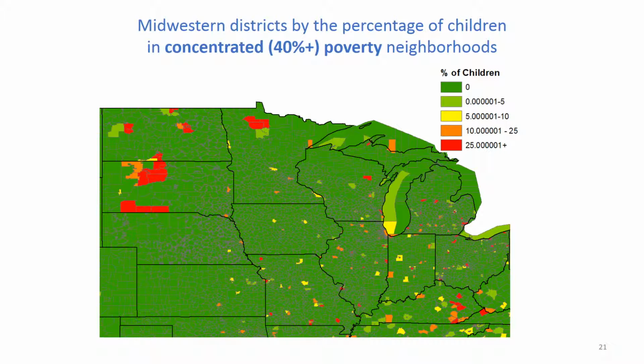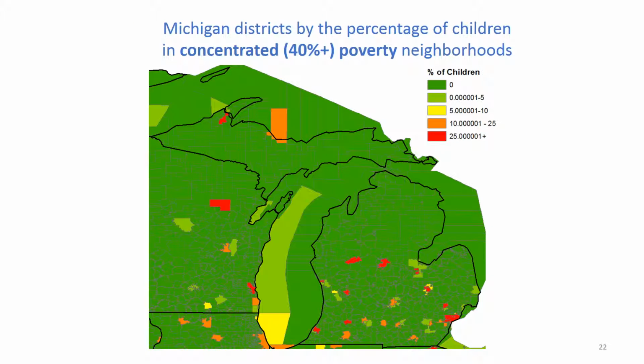Here we have the Midwest. Now here I've zoomed in on Michigan because we highlighted Detroit before. I just wanted to highlight the fact that there are other school districts within the state of Michigan that are serving high percentages of children living in concentrated poverty.